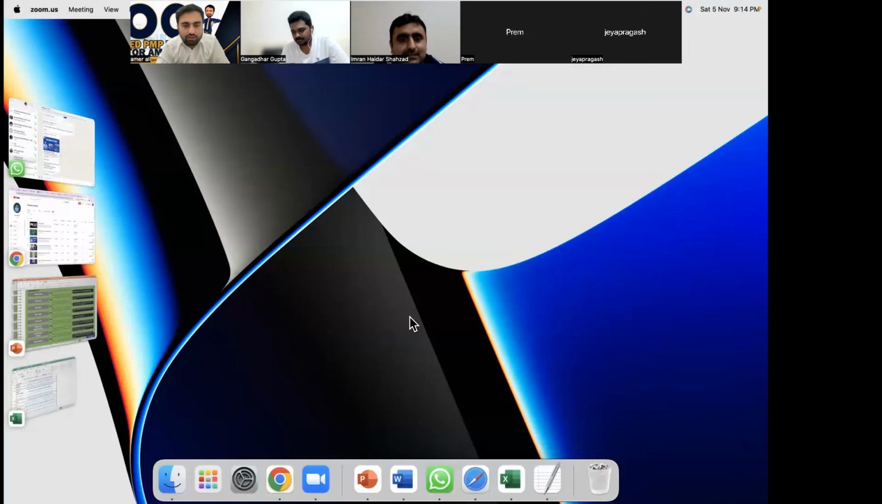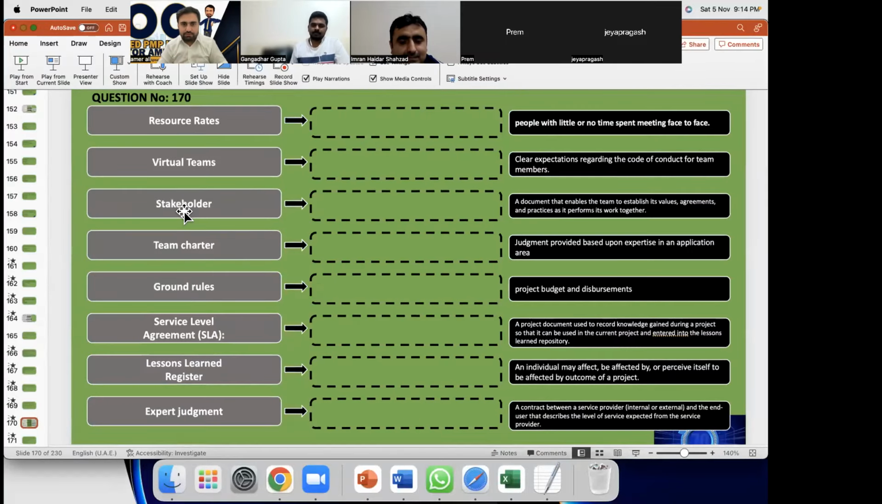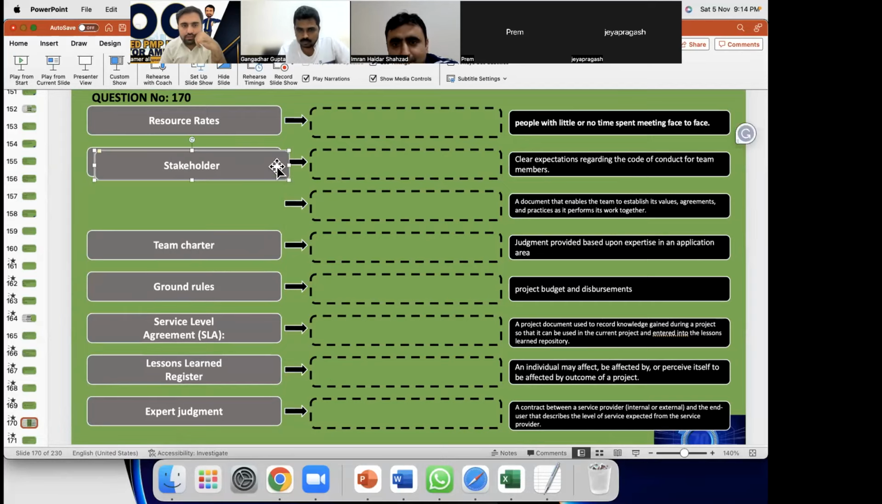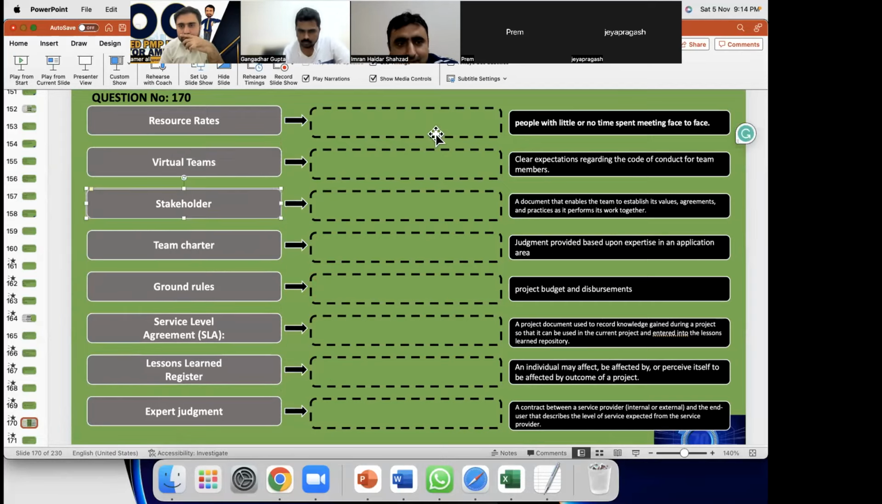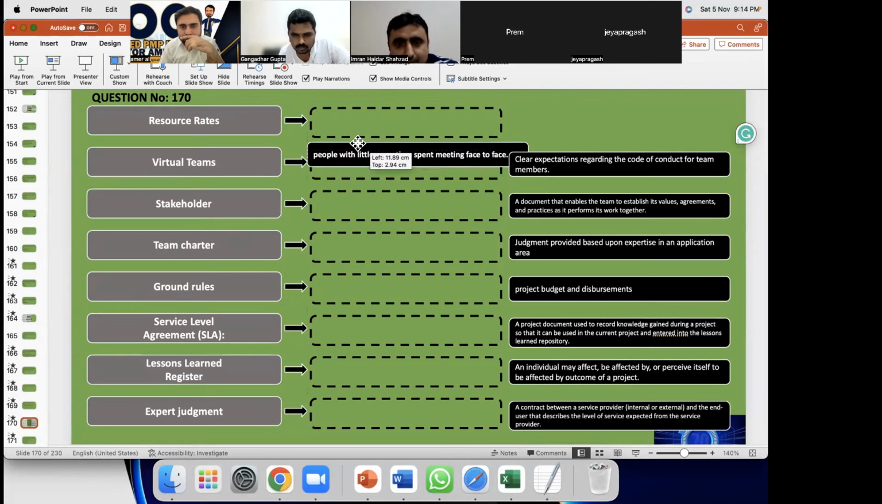Okay, let's solve it. Everyone else, you can solve it there. Put the answers in the chat box. You can put resource rate is A, virtual team is B, stakeholder is C, whatever you like. So the first one: people with little or no time spent meeting face to face. It will be the virtual team.